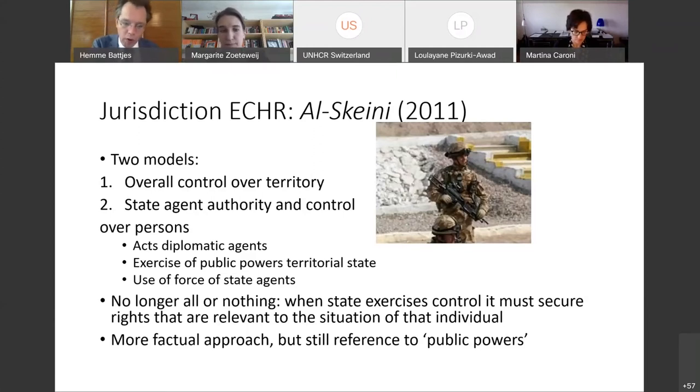So one is overall control of territory, and second, state agent authority and control over persons. And it addressed the killings by the British soldiers under this second heading. So the court reasons that as the United Kingdom had assumed responsibility to maintain order and security in the Basra region, they had taken over some public powers from the Iraqi state and in so far exercised jurisdiction. Furthermore, it stated that no longer this all or nothing approach applied. So when a state exercises control, it ruled, it must secure rights that are relevant to the situation of that individual. And in so far then, it can be tailored and divided.